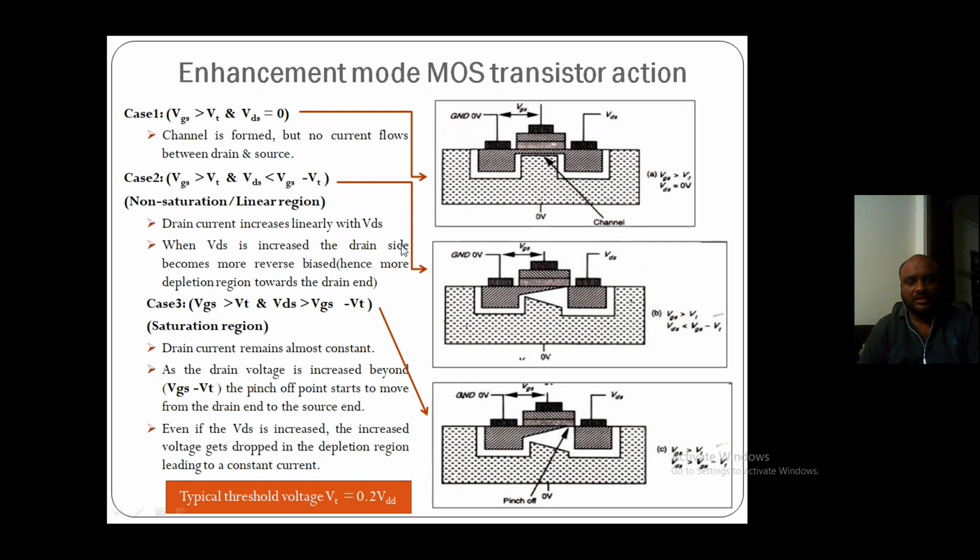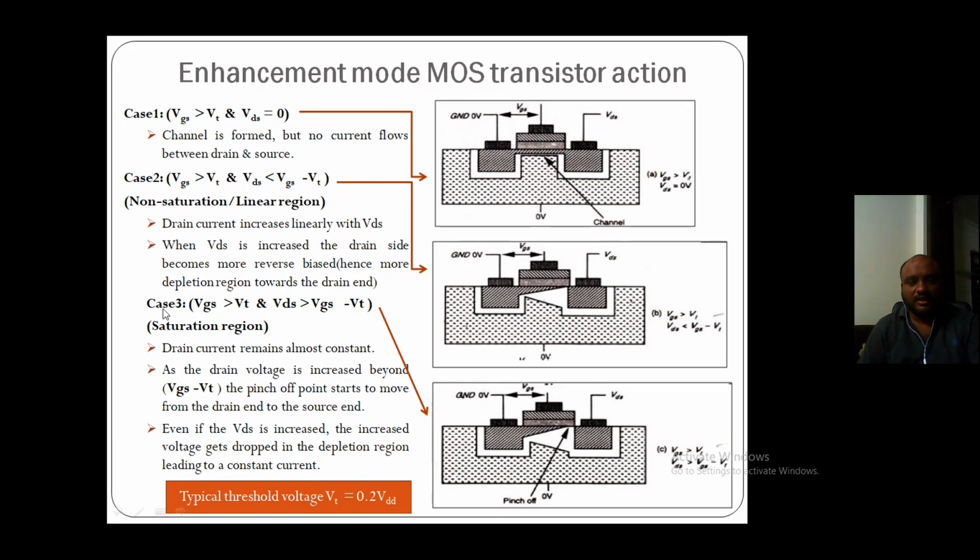When VDS is increased, the drain side becomes more reverse biased, hence more depletion region towards the drain end. This drain end will become more reverse biased and results in more depletion region because of this condition of VDS less than VGS minus VT. VGS minus VT is the effective voltage at the source side. VDS is the voltage that is less than VGS minus VT at the drain side. Hence, this junction will be more reverse biased compared to this junction, forming a larger depletion width.